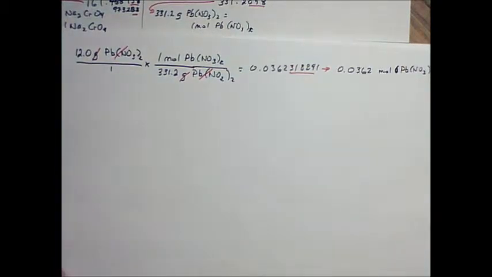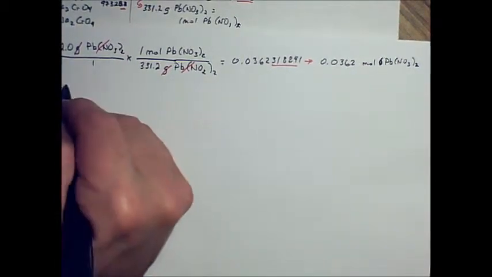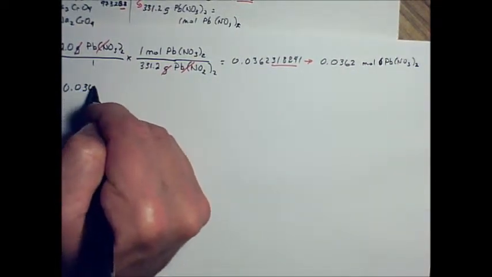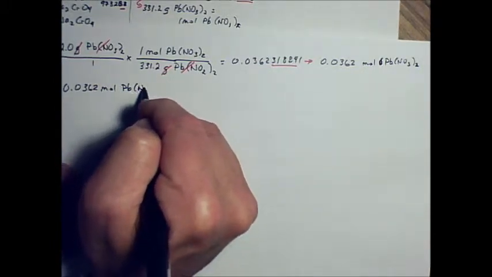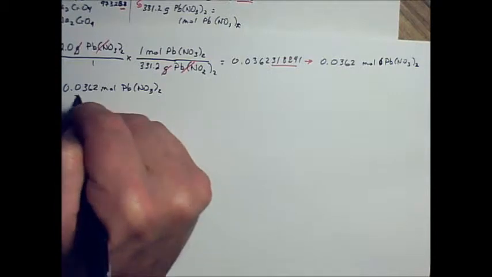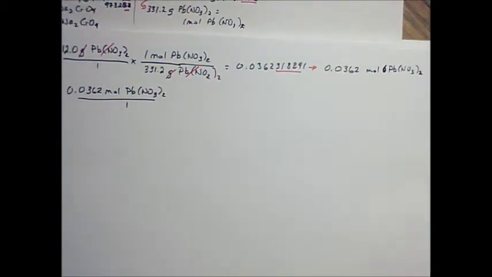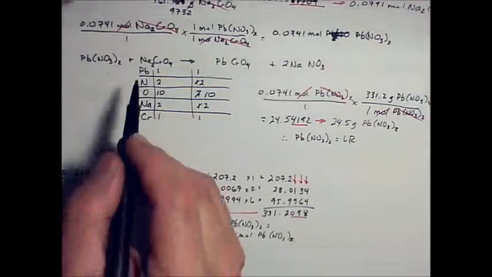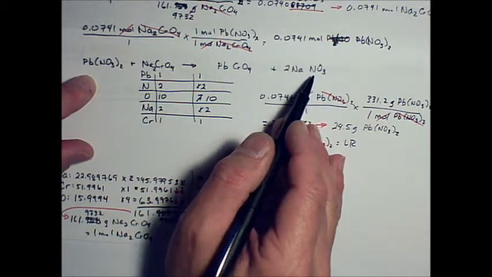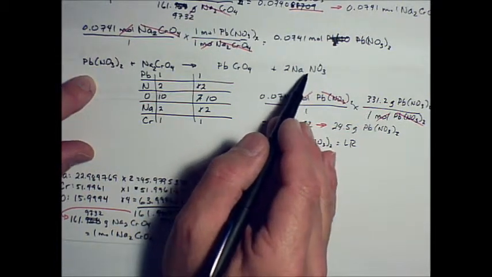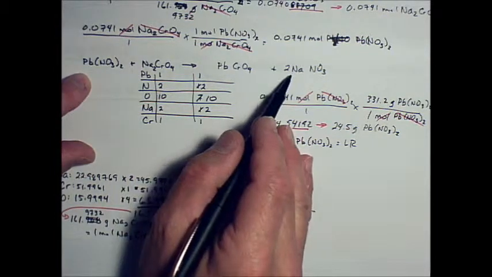Okay, now that's our first stage of a 3-stage problem. So we're going to have to make that a new starting amount, 0.0362 moles of lead-2 nitrate. Put it over 1, and now we need a molar ratio to get from one species to another. In this case, we're starting with lead-2 nitrate, but we're trying to get to the sodium nitrate. The problem asks for the mass of sodium nitrate. So in this problem, we got 1 mole of this, 2 moles of that.